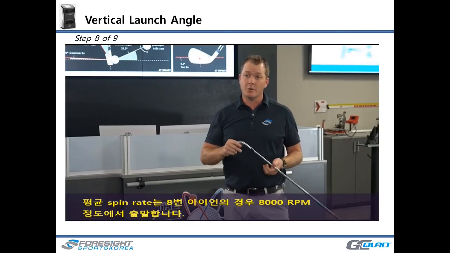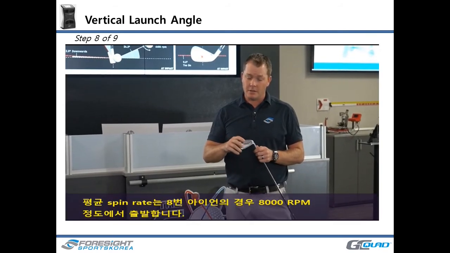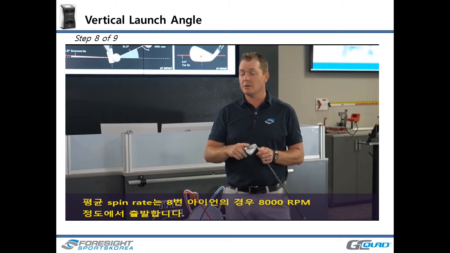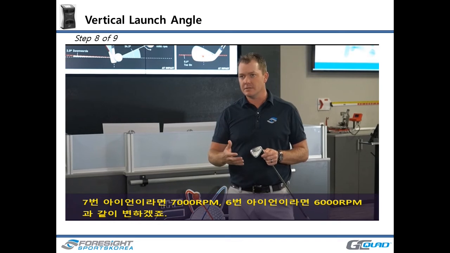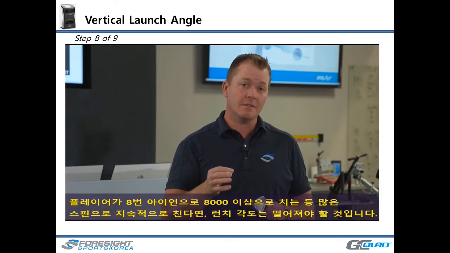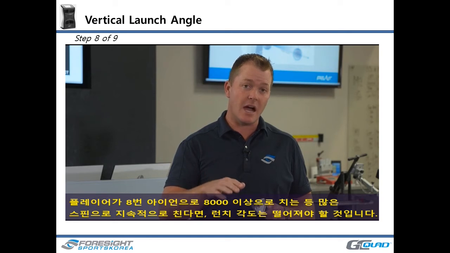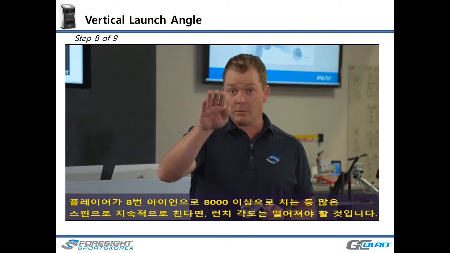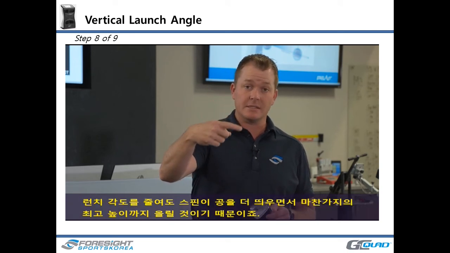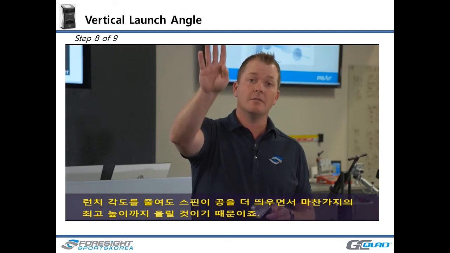So a starting point for average spin rate, let's say again we're talking about an 8-iron, would be about 8,000 RPMs. 7,000 for a 7-iron, 6,000 for a 6-iron, and so on. If that player is consistently high spin, say more than 8,000 for an 8-iron, I would want to see that launch angle come down a little bit, because that spin is going to create more lift for the ball to climb to the same apex height.